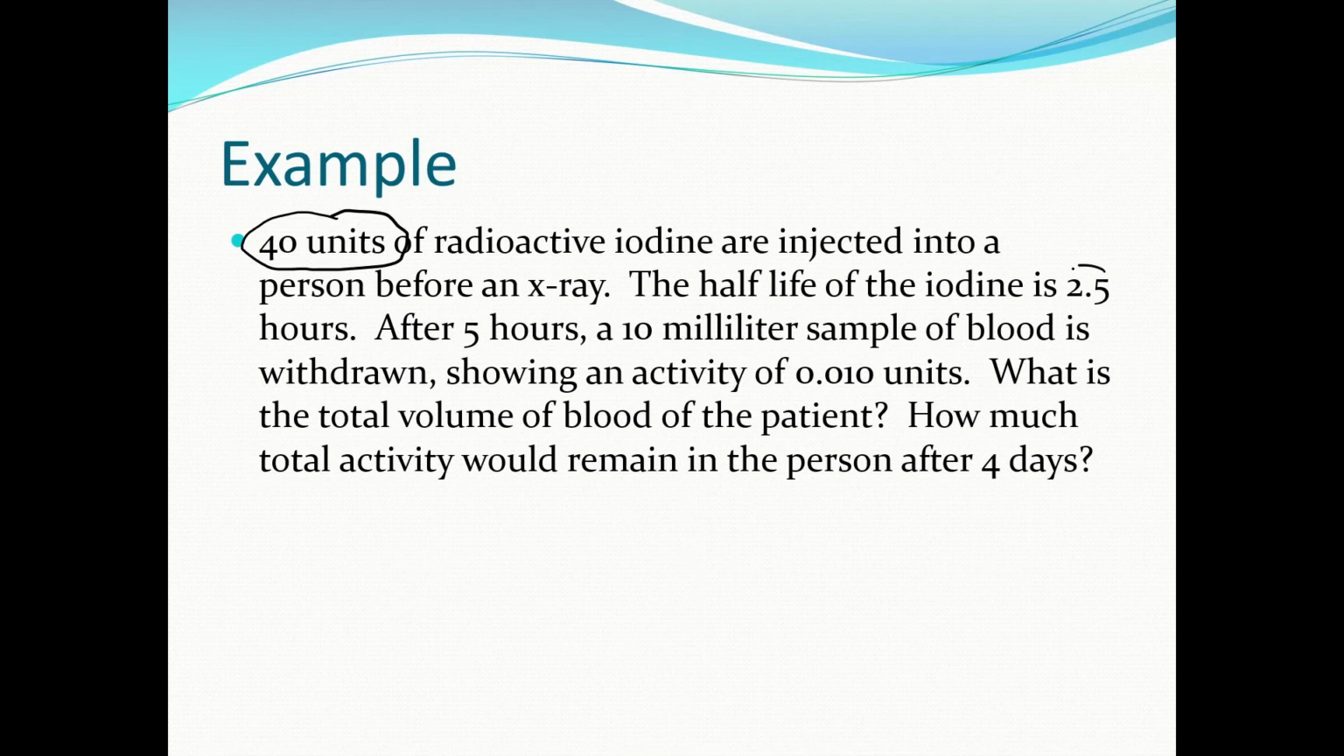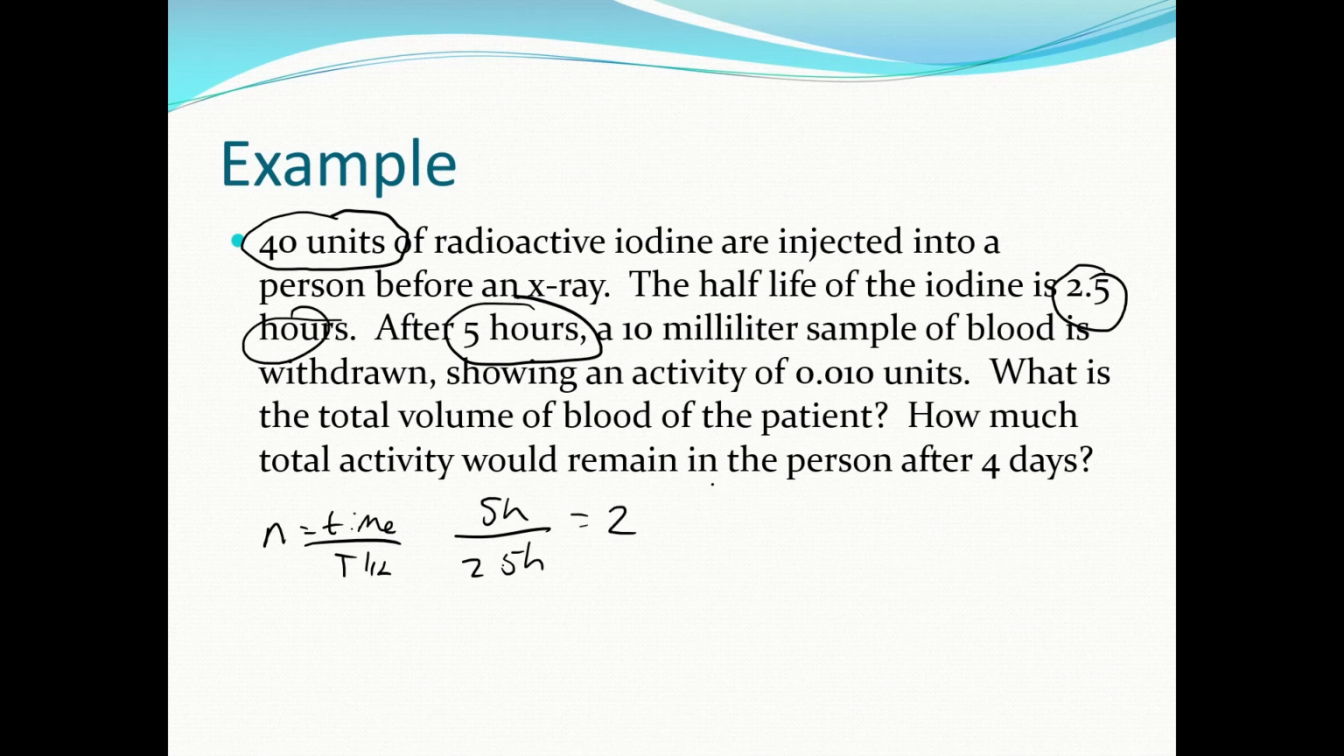and then the half-life is 2.5 hours, and then they did 5 hours. Okay, so we can figure out this first one, right? So n equals time over t1/2, right? So half-life is 2.5 hours. And 5 hours goes by, so it must be 2 half-lives, right? So if we start off with 40 units in the body, after 1 half-life we'll have 20 units, and after 2 half-lives we'll have 10 units. So this is how many is in the body.